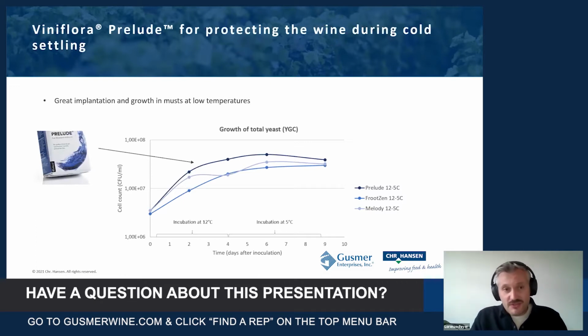It also is very good to implant itself and grow in must when it's at low temperature. So we're talking about cold settling, cold maceration. We can see here that the curve for Prelude is the highest one. So that means that the cell count goes up when we are at 12 degrees, and then when we bring it down to 5 degrees, the population stays constant. So it's very good as a cold tolerant strain.